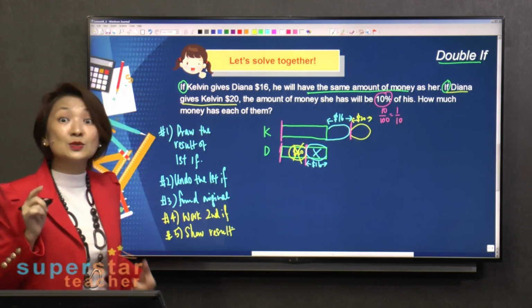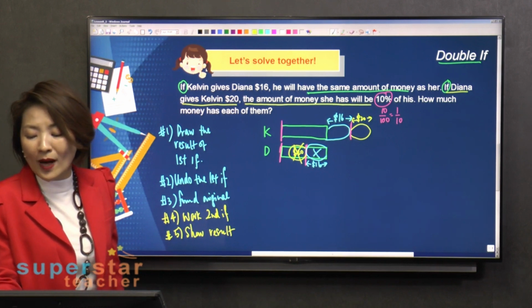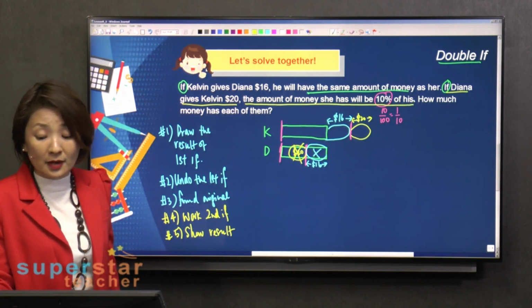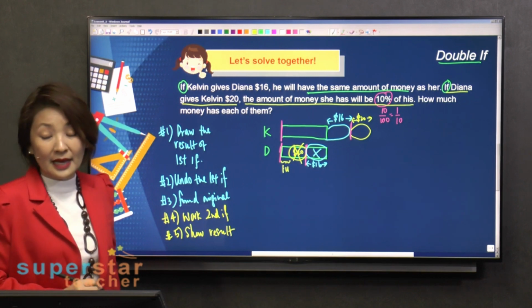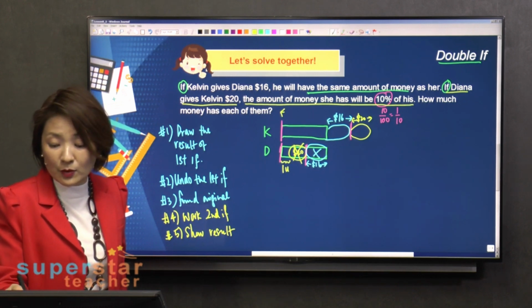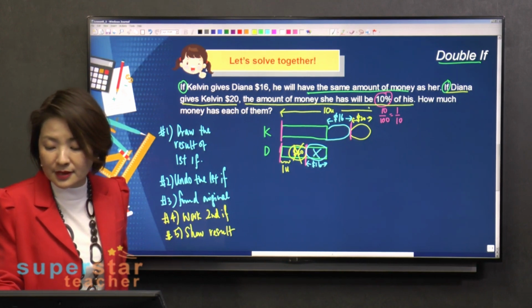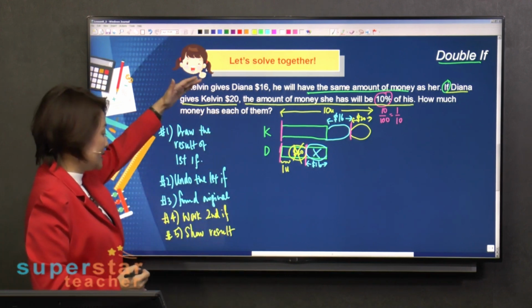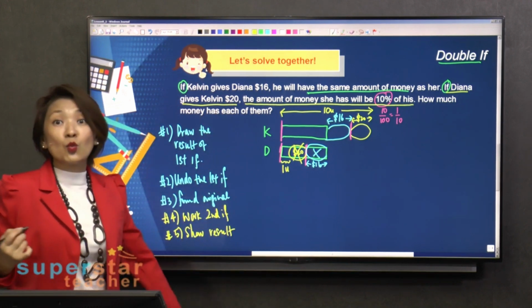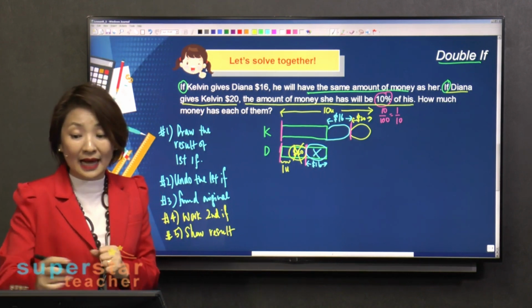It's written in the question for you. The amount of money she has will be 1/10 of his. Okay, so what is she left with? She's left with this. This is 1 unit. And what about Kelvin? Kelvin will have 10 units. Until here. Okay? So now that I've presented everything, now I got to work something out. I got to now look at the model and see, what is it that I can find?